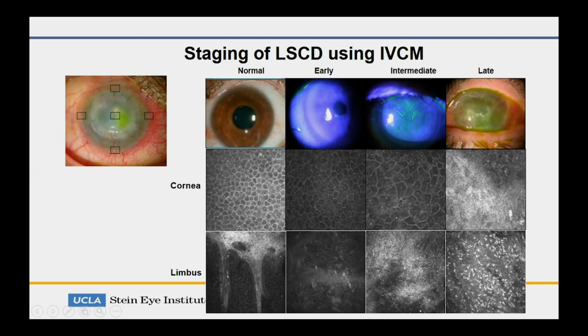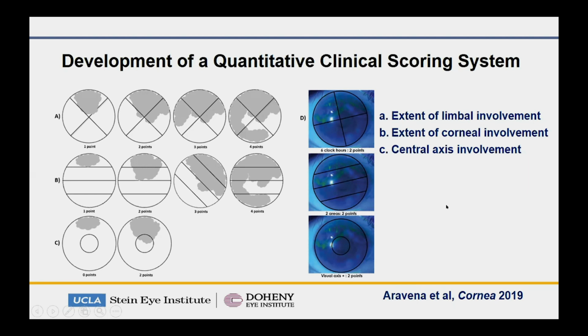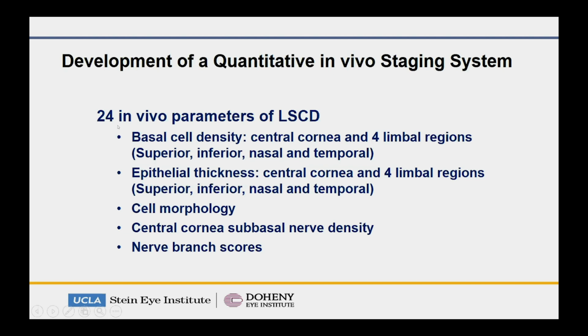Often we see an influx of inflammatory cells. At the same time, we also develop a quantitative clinical scoring system that takes into consideration the extent of the limbal and corneal involvement, as well as the central involvement. And each eye will be given a number to quantify the clinical degree. We look into 24 in vivo parameters of eyes with limbal stem cell deficiency: basal cell density, epithelial thickness in five locations of the ocular surface, central cornea, and four regions of the limbus, cell morphology, central cornea subbasal nerve density, and nerve branch scores.